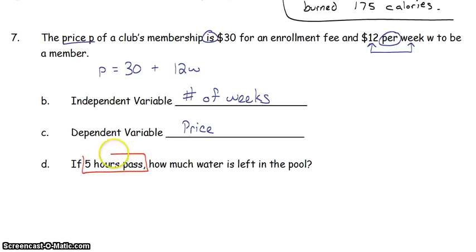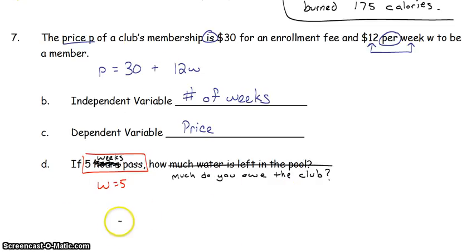Now when 5 hours pass, that means W equals 5. That should say weeks. That is a typo on my part. So when 5 weeks pass, and this is a whole typo, not how much water is left, but how much do you owe the club? Easy fix. And we calculate that by putting it into my function rule.